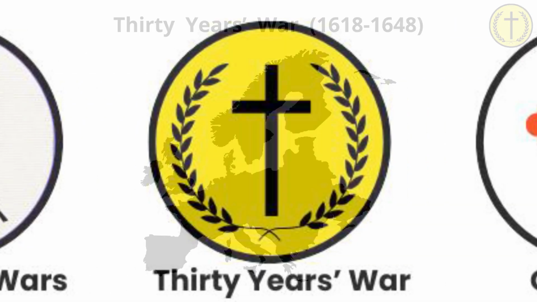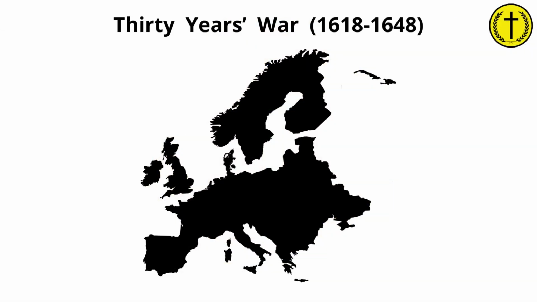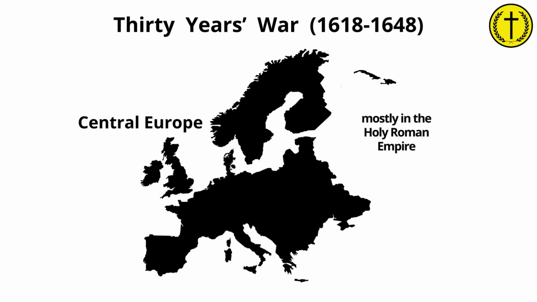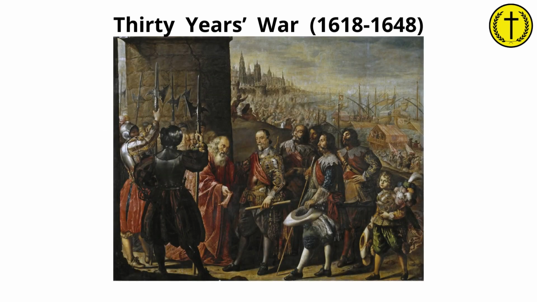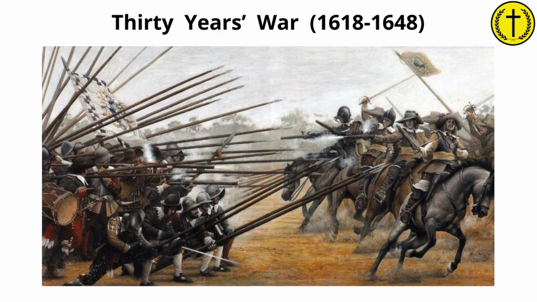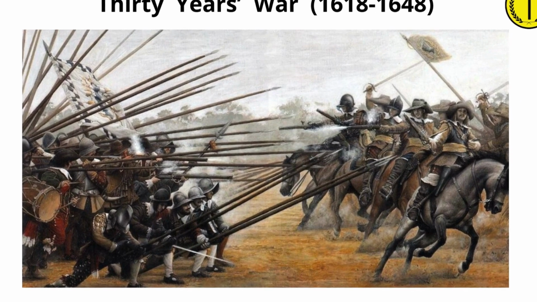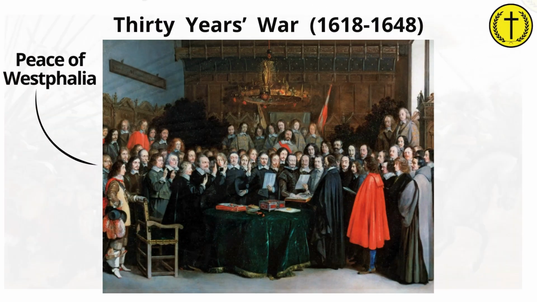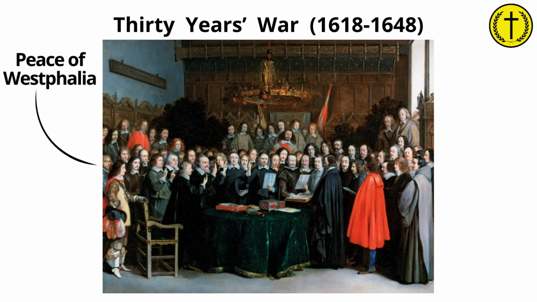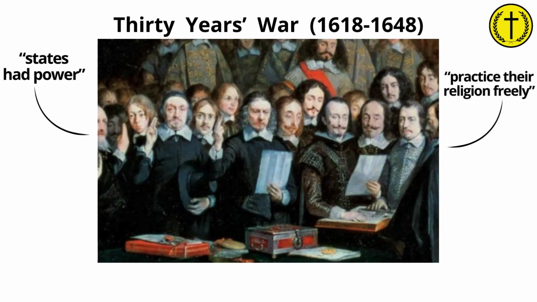30 Years' War. The 30 Years' War was a conflict fought in Central Europe, mainly in the Holy Roman Empire. It began as a religious war between Protestants and Catholics, but evolved into a struggle for power and territory among European states. It ended with the Peace of Westphalia, which established the principle of state sovereignty and religious tolerance in Europe.